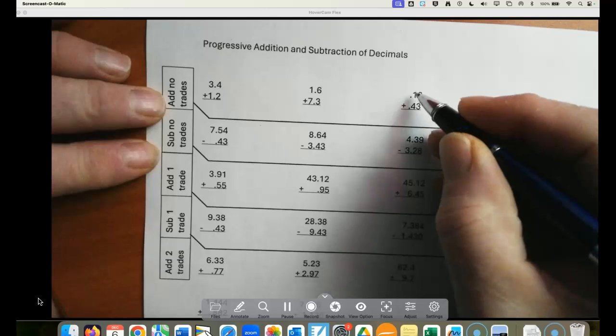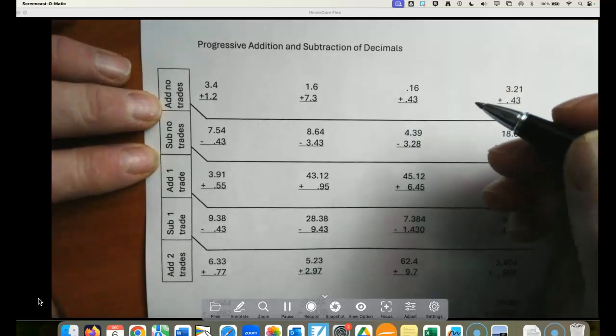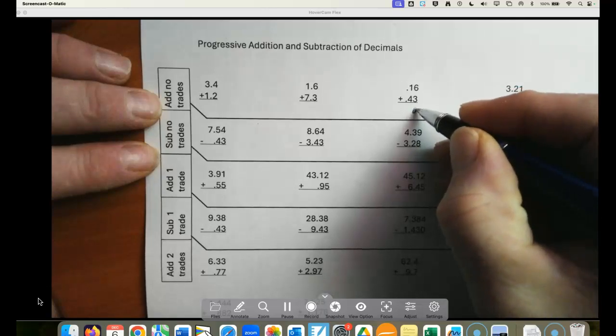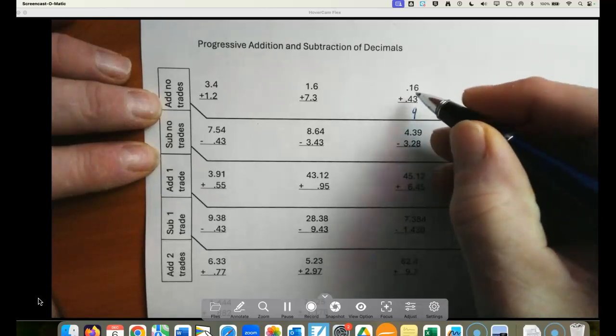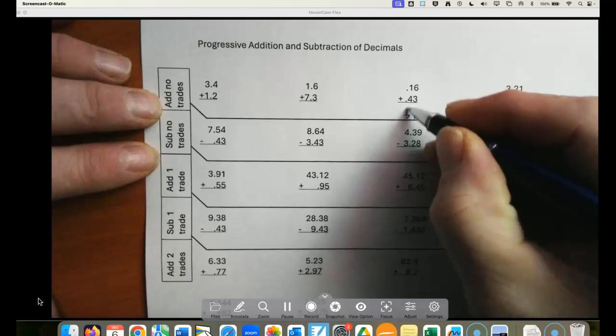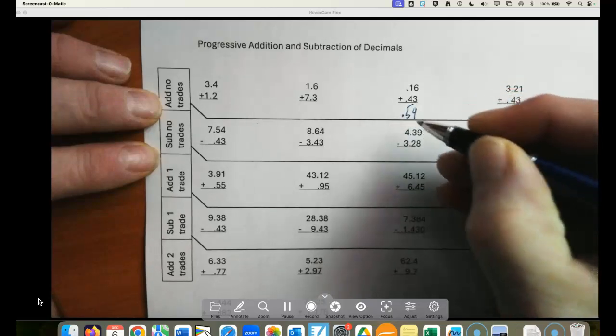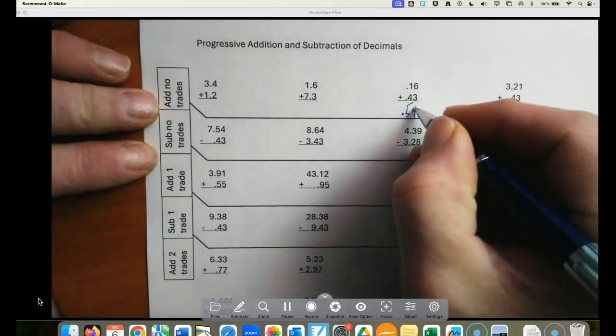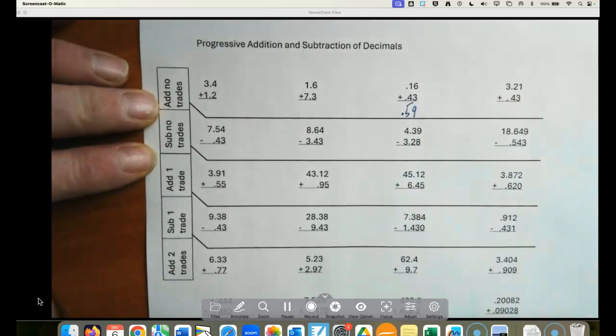And what you do is you make sure the decimals are lined up, and I've lined them up for you here. And you just straight up add. 6 plus 3 is 9. 1 plus 4 is 5. And that's where your decimal is. 0.59. Think about it this way: 16 cents plus 43 cents would be 59 cents. So I'll close up that 9 there.